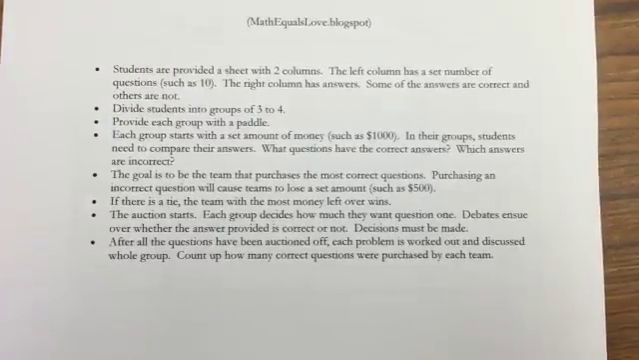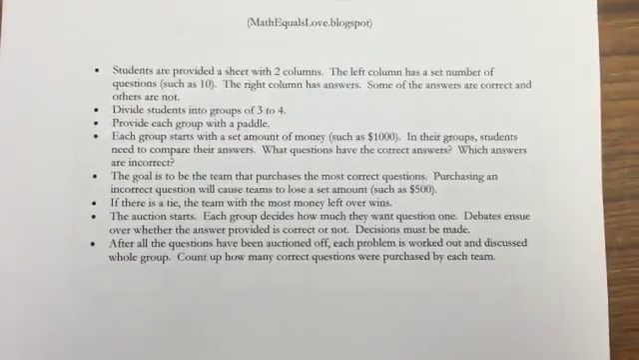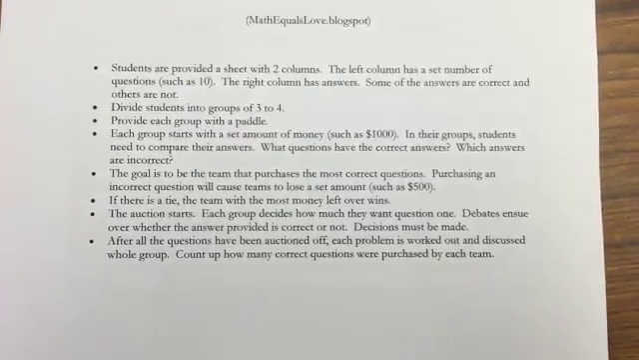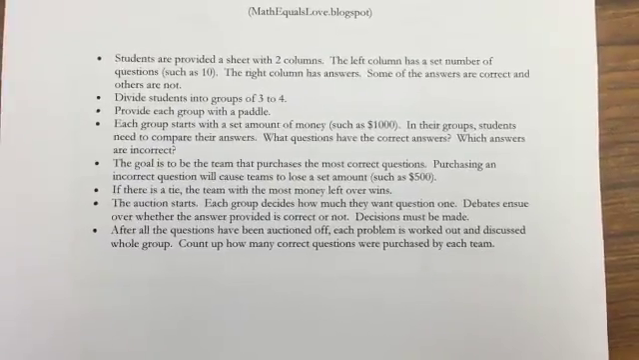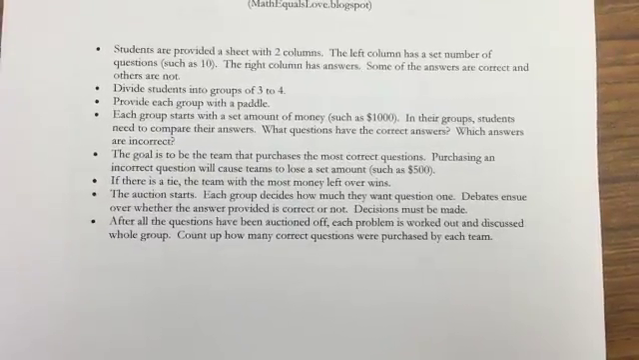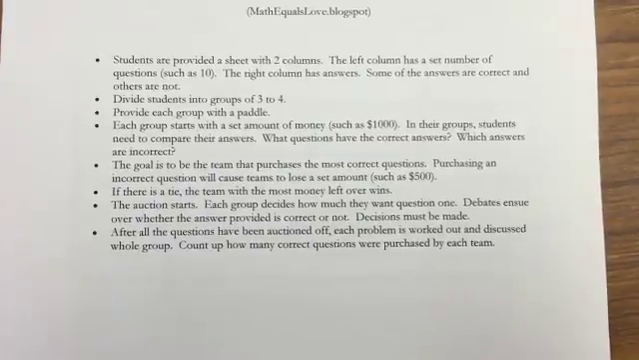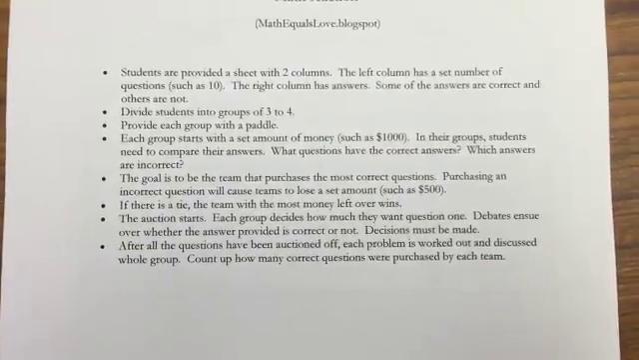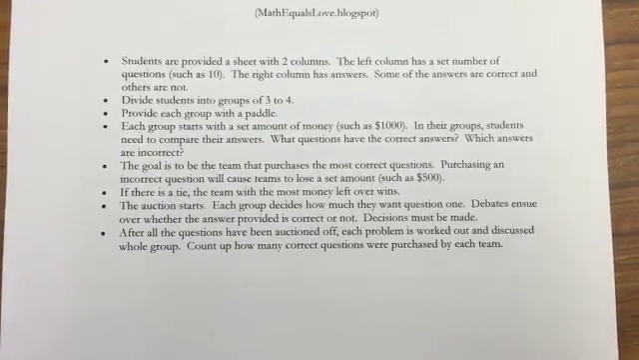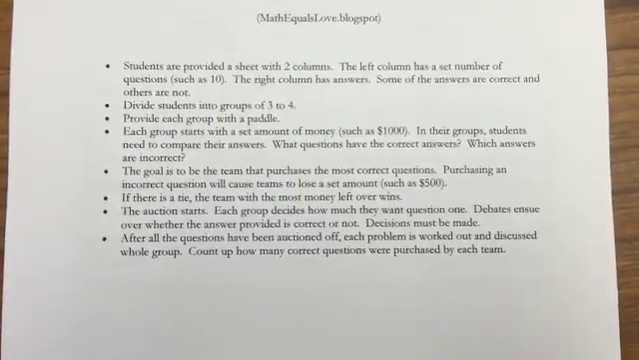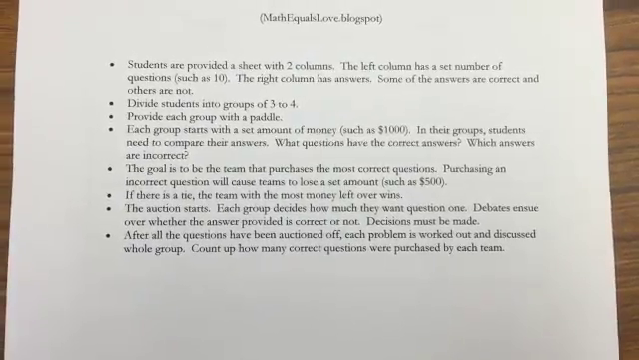When the auction starts, each group decides how much they want to bid for a question. Debates ensue over whether the answer provided is correct or not, and decisions must be made. After all the questions have been auctioned off, each problem is worked out and discussed whole group, and you count up at that time how many correct questions were purchased by each team to determine the winner.